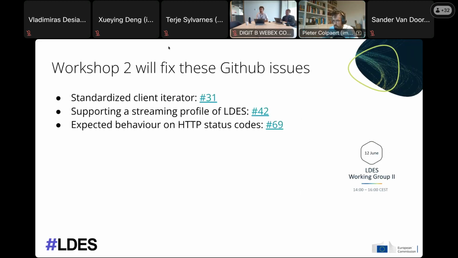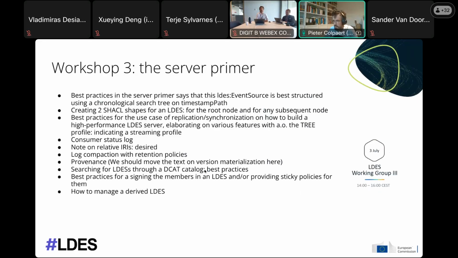Good. And then workshop 2 will focus on only 3 GitHub issues, but they're quite big GitHub issues there. And then workshop 3 will zoom in on the server primer, where the idea is to give best practices and discuss again quite a lot. There's also a very interesting point here on providing SHACL shapes.